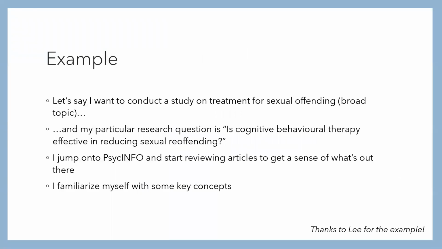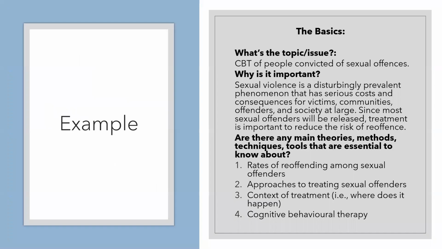So let's construct an example that I'll use throughout the rest of the tutorial to illustrate the process. Let's say I want to conduct a study on treatment for sexual offending, which is quite a broad topic. And then I narrow it, so my particular research question is, is cognitive behavioral therapy, or CBT, effective in reducing sexual reoffending? So I then jump onto PsycInfo and start reviewing articles to get a sense of just what's out there. And I start to familiarize myself with some key concepts.